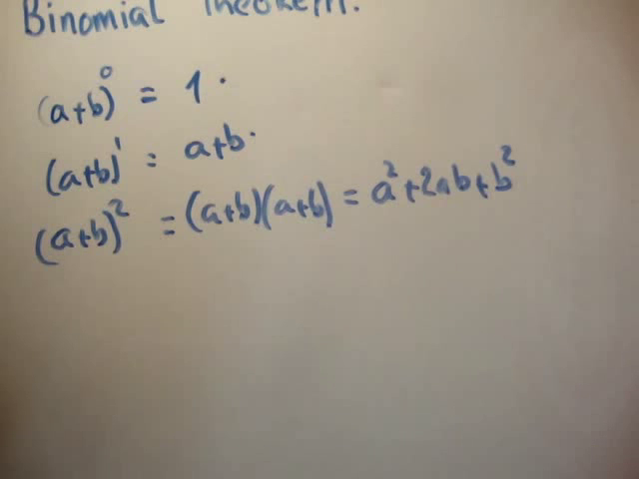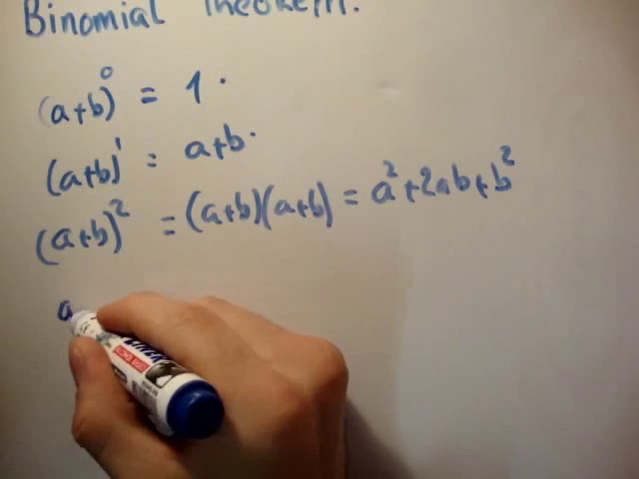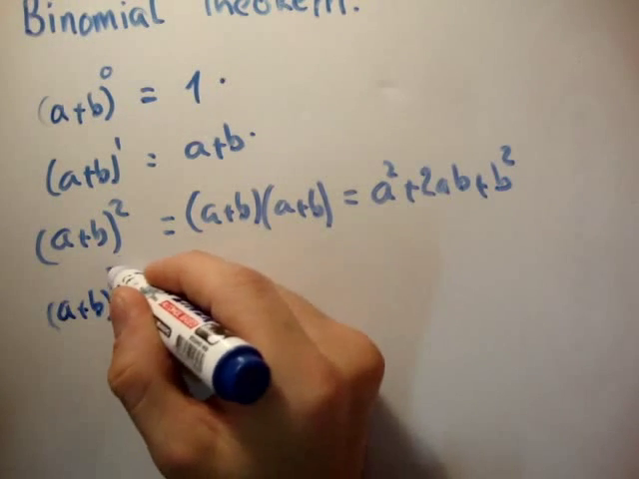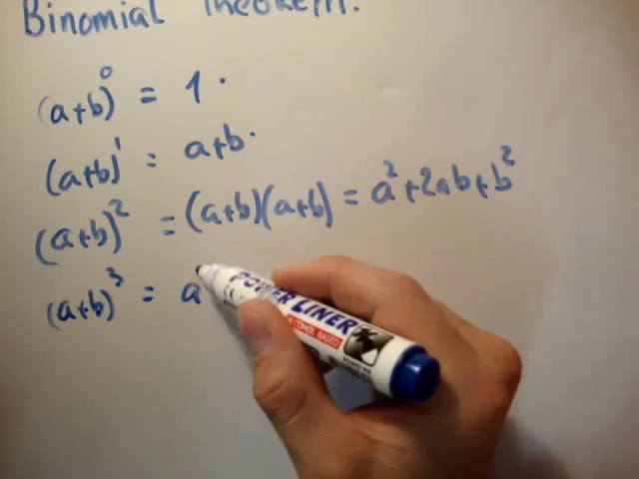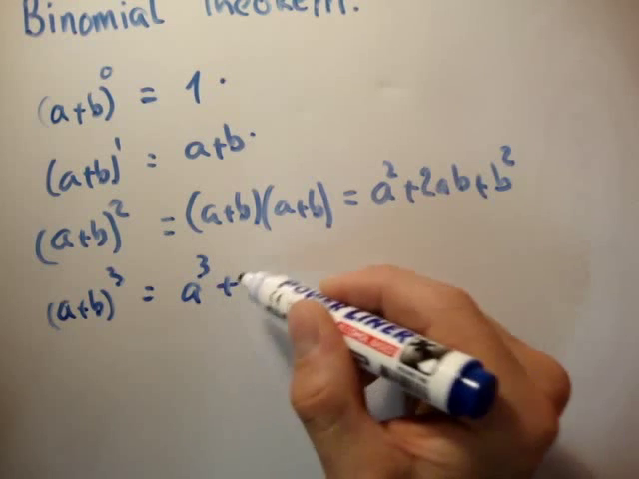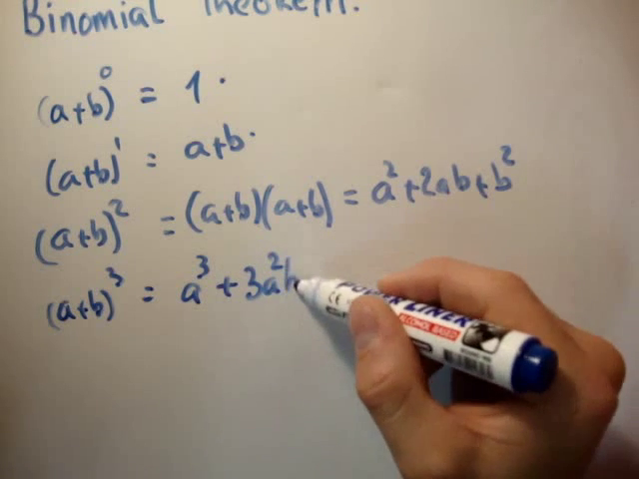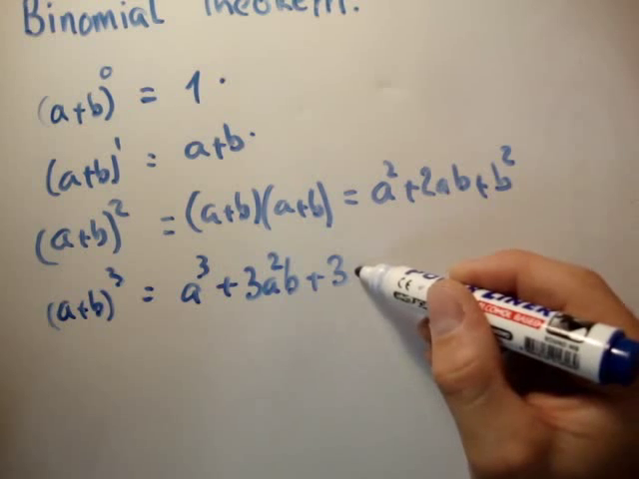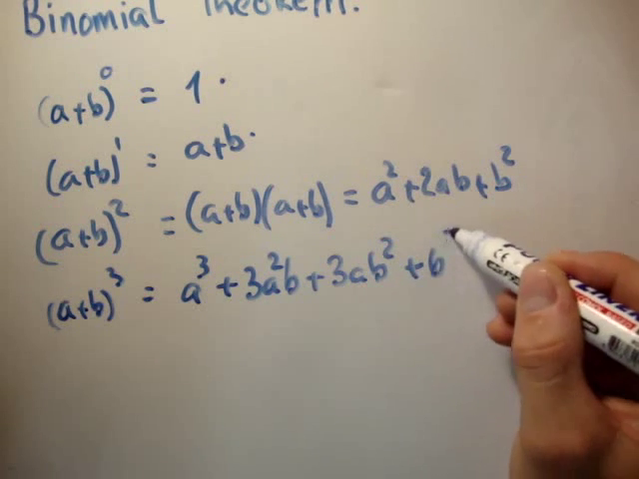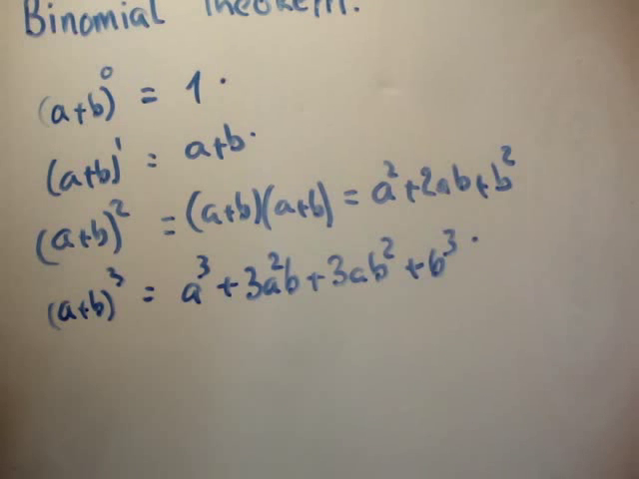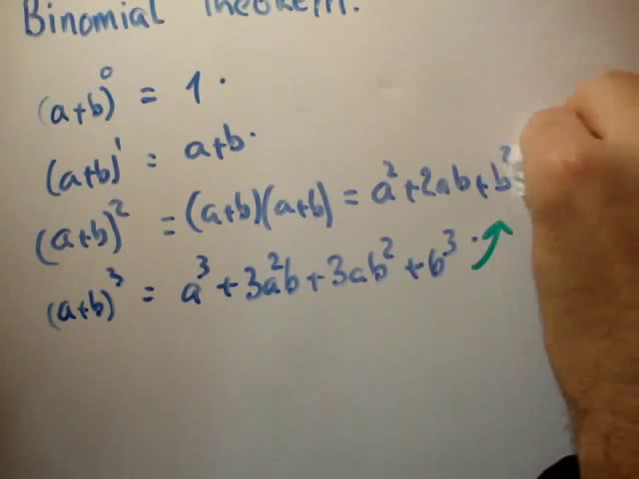So we get A plus B squared. Now, what if we take A plus B cubed? I'm not going to do it, I'm just going to give you the answer. So it's A cubed plus 3A squared B plus 3AB squared plus B cubed. So I think hopefully you might see now why I don't like to write A plus B squared like that. I'm going to rewrite A plus B squared as follows.